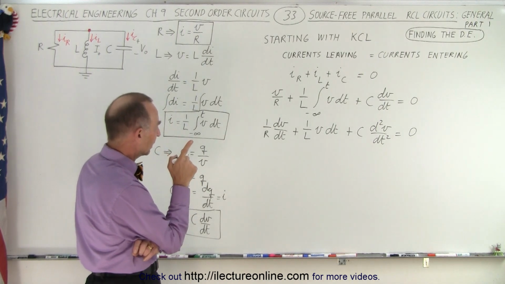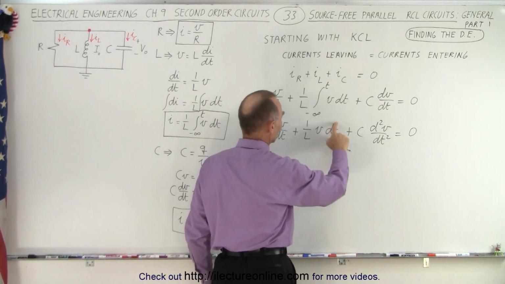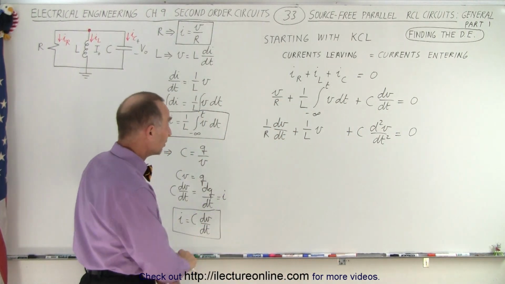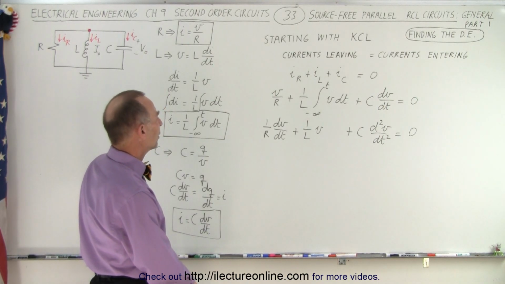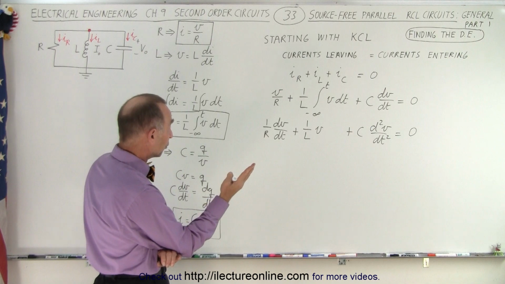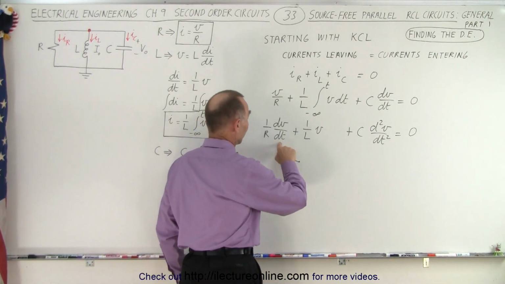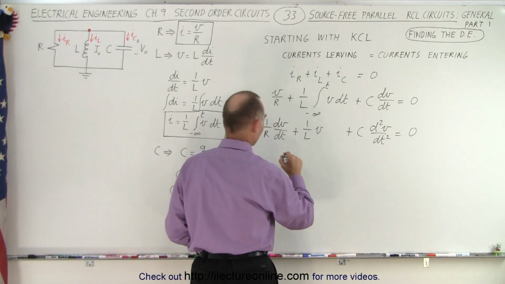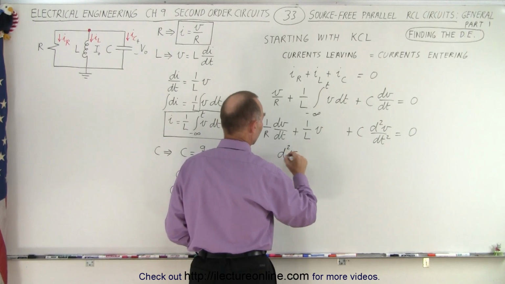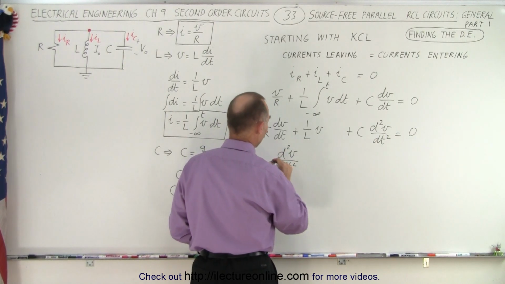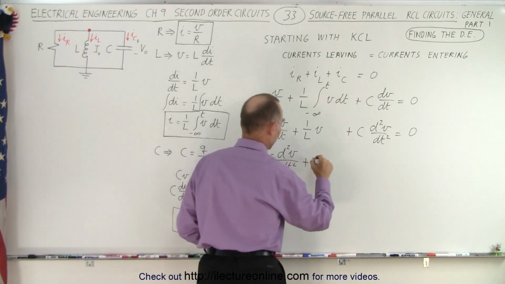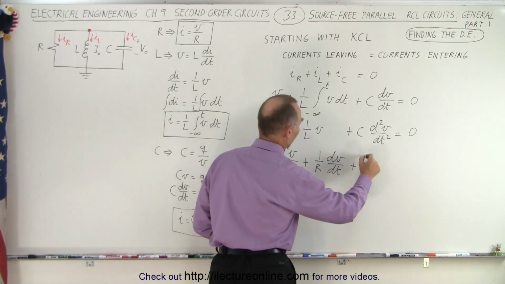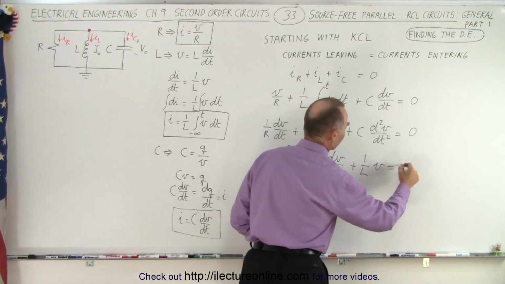Well, actually, let me take a look at that. Of course, we don't need the dt anymore, so we can simply get rid of the dt because that's part of the integrand. When we integrate, of course, the dt drops out. Okay, so what do we have now? Well, we have a differential equation of the second order. We have v, the first derivative of v, and the second derivative of v. So let's rearrange the terms, put the highest derivative first. So we have d squared v dt squared times c plus this one here, which is 1 over r, times dv dt, and then plus 1 over L times v is equal to 0.